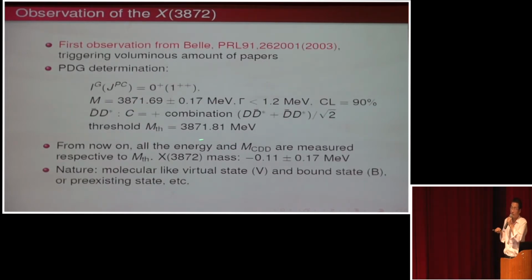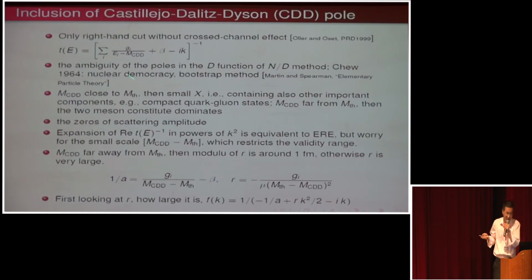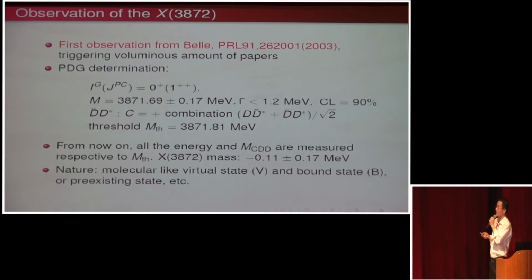I will extensively use this amplitude, or you can see it's a new parameterization of the two-body scattering amplitude. We will apply it to the XYZ states. The X(3872) particle is the first one observed in experiment, and it deserves a great deal of effort.